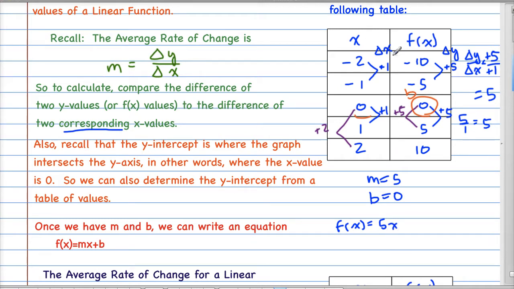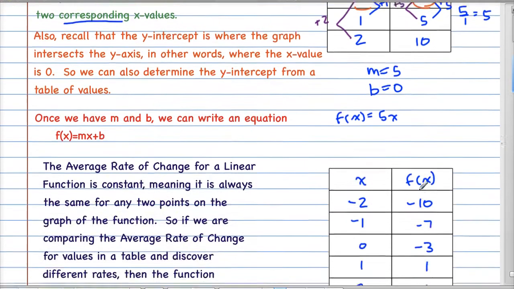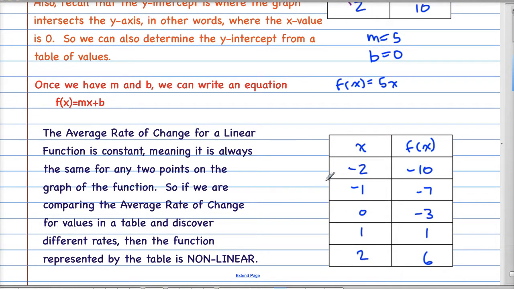So if I want to determine the equation of this line or this function that's represented by this table, I can do that just by looking at the values. Now, if we have a table and we are trying to check for the average rate of change here, one little note about linear functions is that the average rate of change is always constant. It's either the same positive number if it's increasing, the same negative number if it's decreasing, or the same number which will be 0 if it's constant, right? Because the slope of a constant or horizontal line is 0.